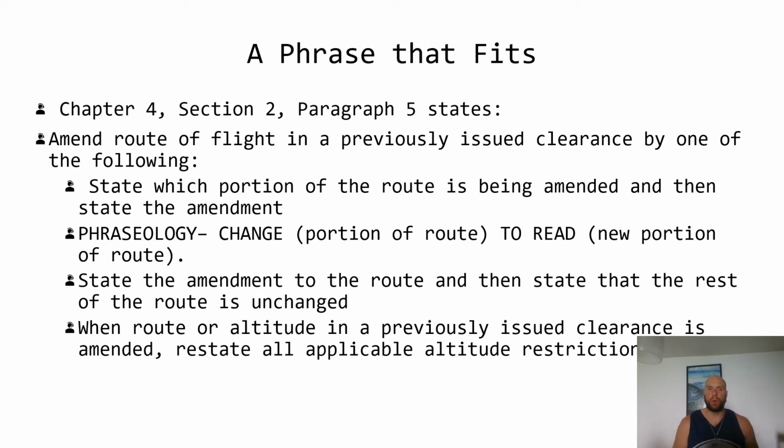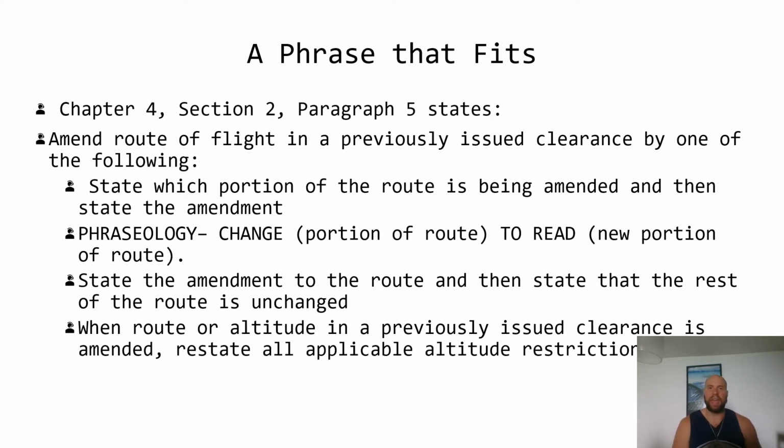So chapter 4, section 2, paragraph 5 states that amend route of flight in a previously issued clearance by one of the following. State which portion of the route is being amended and then state the amendment. This is pretty easy. And they even give a phraseology example if you find your way perusing through the 7110 along with this. Phraseology: Change, portion of route, to read, new portion of route.